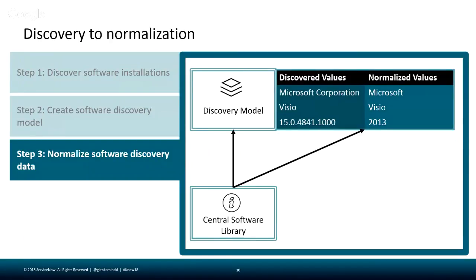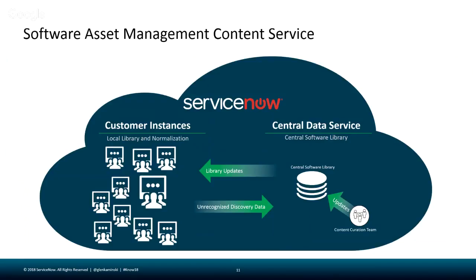From a normalization standpoint, once the discovery model is created, that comparison is made against the central software library, also called the content library. So the content library, which we'll speak about in greater detail here in a moment, is going to maintain a list of normalized values, not just for publisher, product, and version, but will also create and maintain other important information that helps round out and provide detail on the software that has been discovered within your environment.